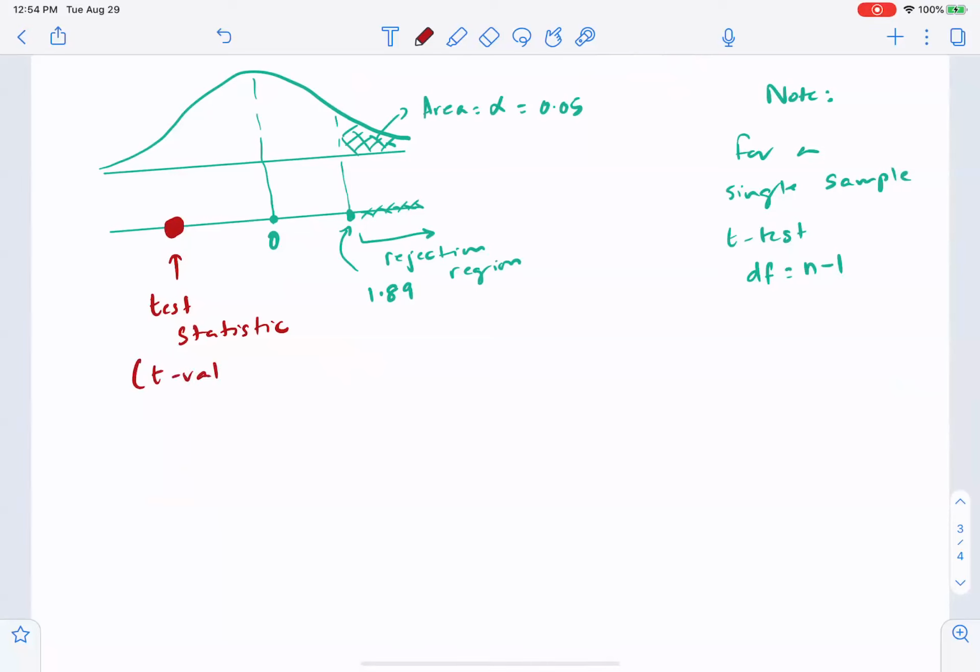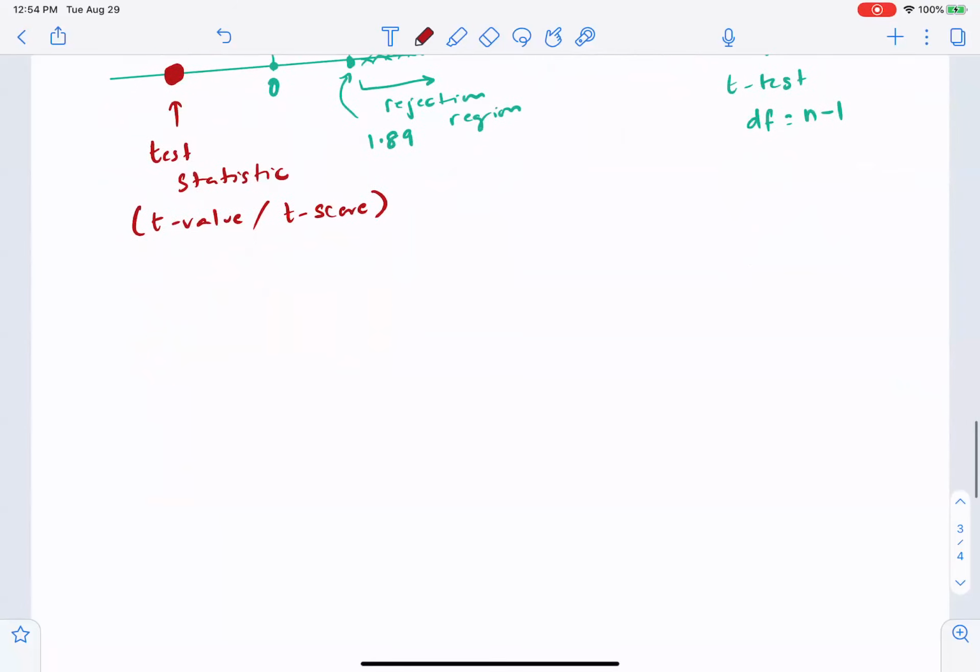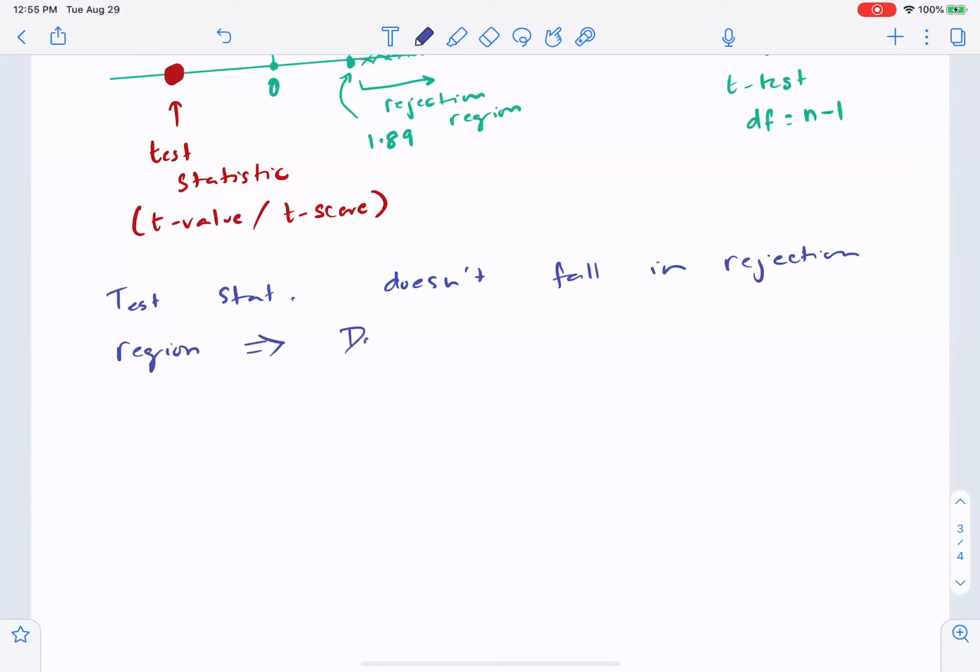Do keep in mind, some like to call it the t-value, some like to call it t-score. I say tomato, you say tomato, we're all talking about the same thing. So don't forget that. So since the test statistic doesn't fall in the rejection region, we can conclude that the null should not be rejected.